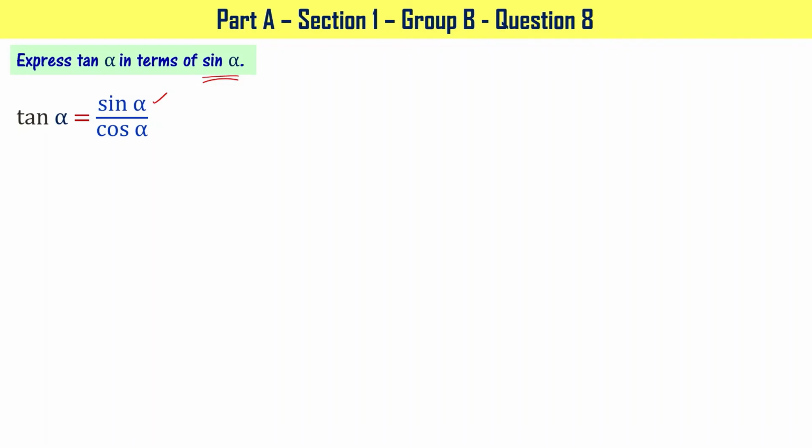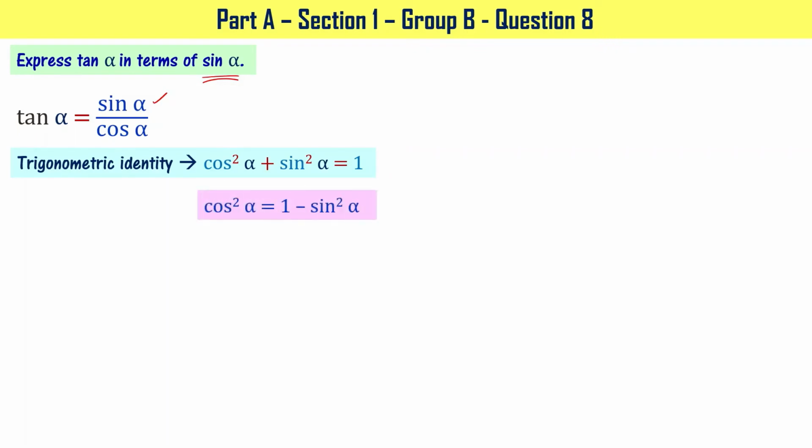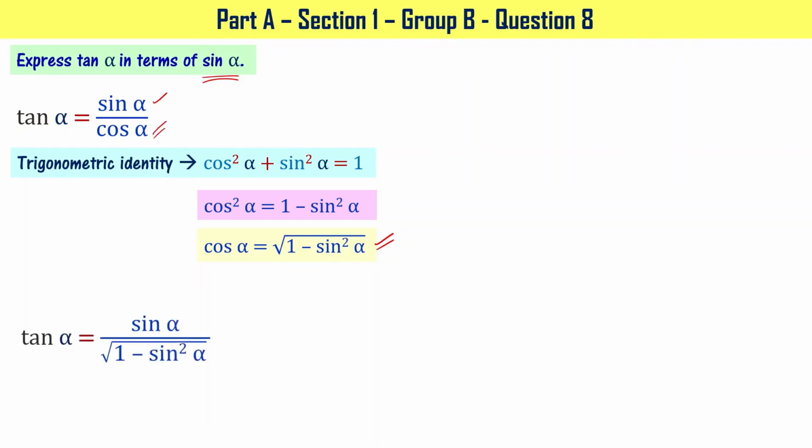How do we do that? You may recall that there is a trigonometric identity, cos square alpha plus sin square alpha equal to 1, right? I can rearrange it and write it as cos square alpha equal to 1 minus sin square alpha, right? It means cos alpha equal to square root of 1 minus sin square alpha. This is what we have to write for cos alpha in the denominator. When you write it, tan alpha can be written as sin alpha divided by square root of 1 minus sin square alpha. This is what we are asked to find.